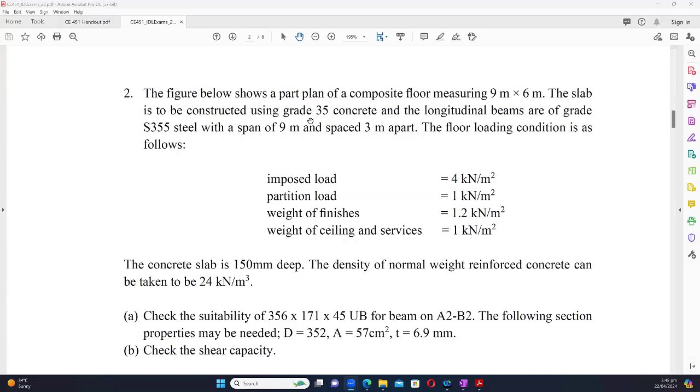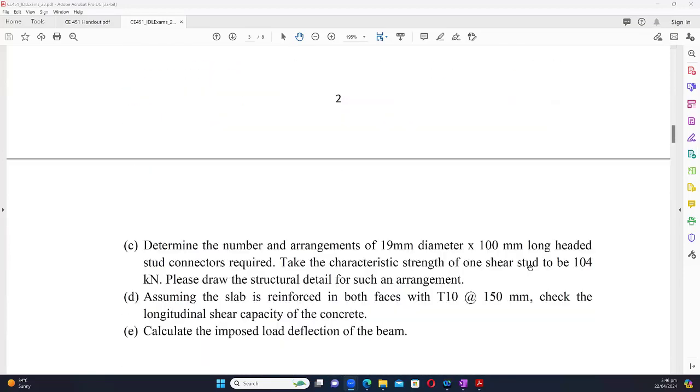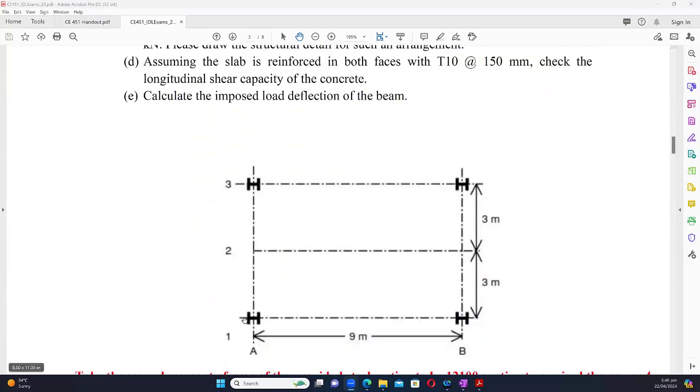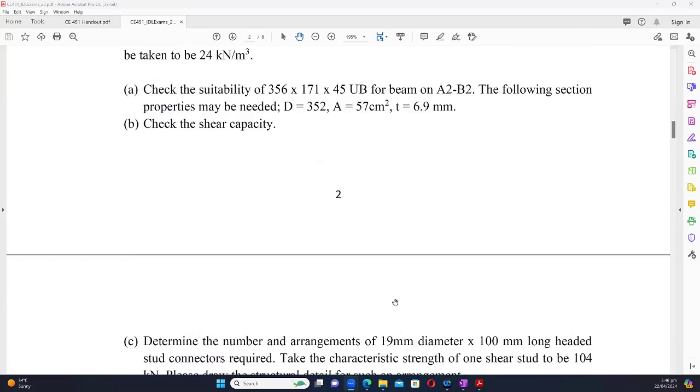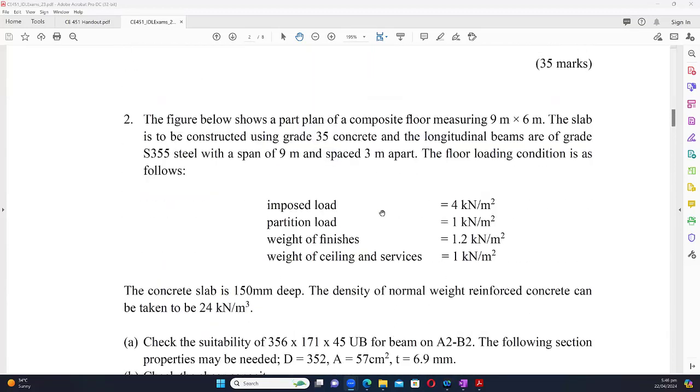Please, are you writing it down or can you hear me? Yes, we can hear you. And then the longitudinal beams are steel beams and they are grade S355, with a span of 9 meters. So the span between this column and that column is 9 meters. Each beam is 9 meters long, and they are 3 meters apart, like I showed earlier.